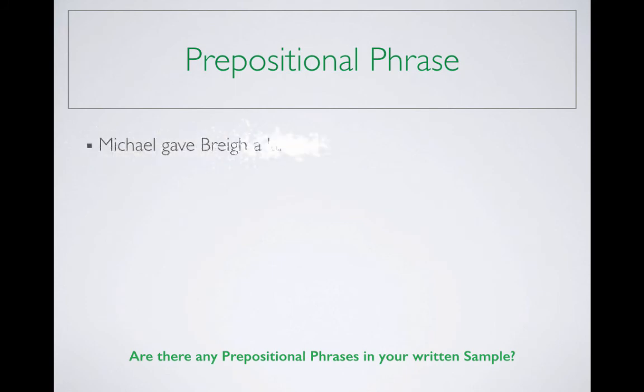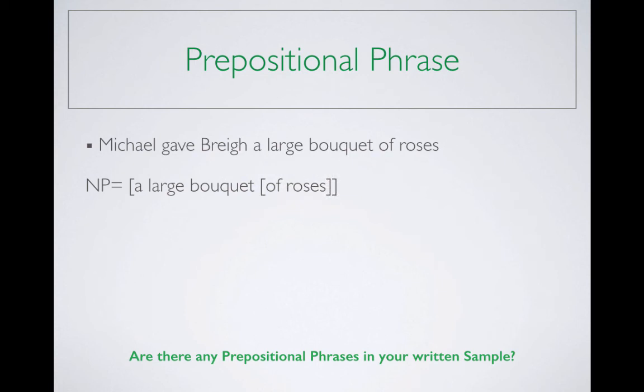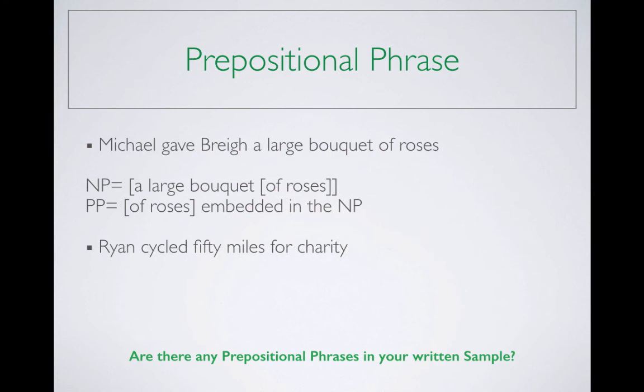Prepositional phrases. Let's analyze this sentence. Michael gave Bray a large bouquet of roses. The noun phrase is a large bouquet, and of roses is the prepositional phrase. Preposition of and the noun phrase roses. Okay, so the of roses is embedded in the noun phrase. Ryan cycled 50 miles for charity.